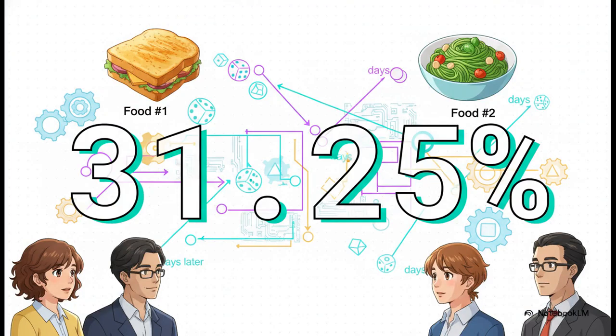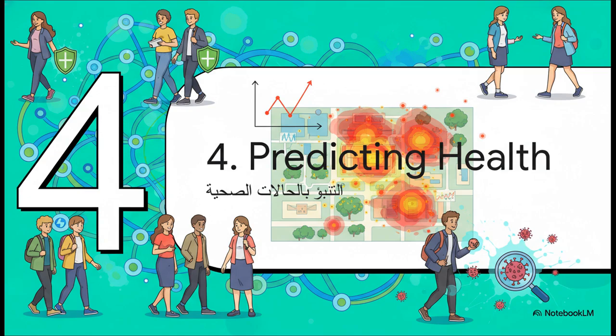Okay, prediction time. If the animal starts on food #1, what's the probability it chooses food #2 2 days from now? We run the same math as before, applying the matrix twice, and the answer is 31.25%. Just like that, we've predicted a future behavior based on a few simple rules. All right, let's look at one final example.